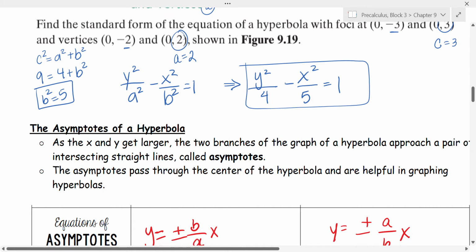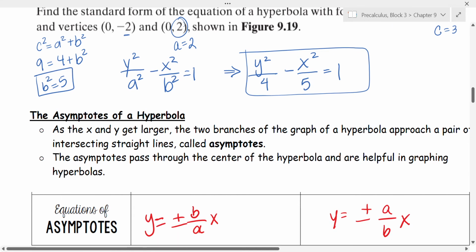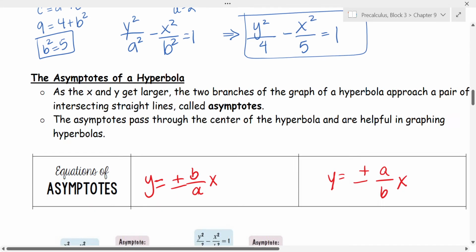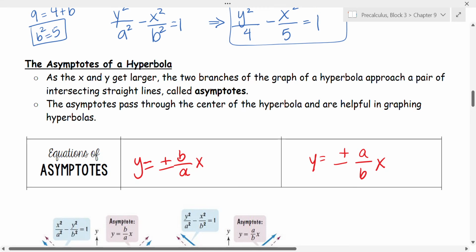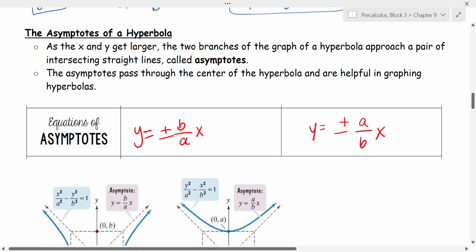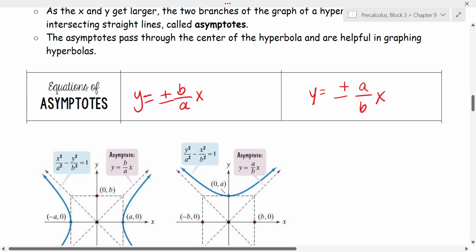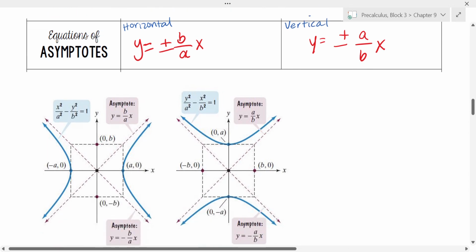Okay. The asymptotes are those lines that the hyperbola approaches, and how it curves towards those lines. I gave you guys the equations for the asymptotes. There they are. So when you have a horizontal hyperbola, it's plus or minus b over a x. And then the vertical is plus or minus a over b x. And you can see that in the diagrams below.